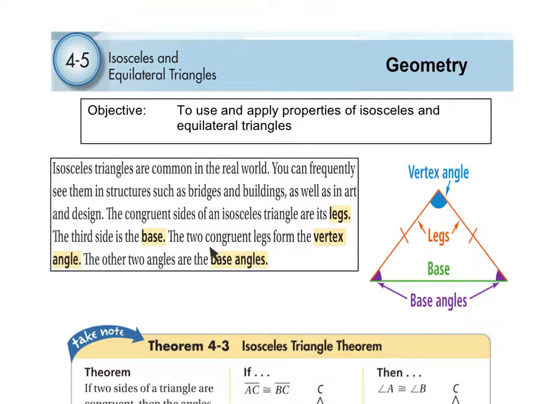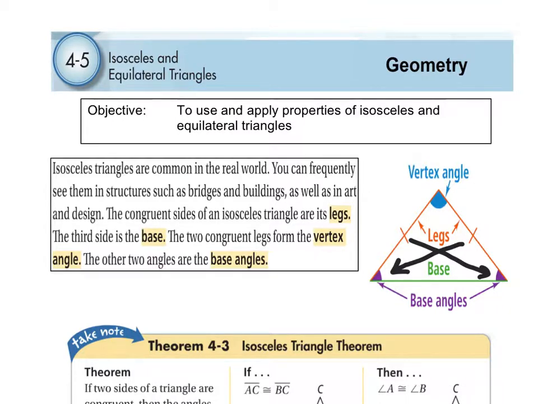The two congruent legs form the vertex angle. So these two legs right here form the vertex angle. These are all vocabulary words that you're going to need to know. You're going to need to know where the vertex angle is and where the base angles are. Now, the base angles are actually kind of easy. The base angles are always the two angles that are opposite of the two congruent sides. So if I go opposite of those sides, those base angles will always be opposite of those two legs. So you've got the base angles, and then you have the vertex angle. The vertex angle is the single man out, just like the base is the single side out.